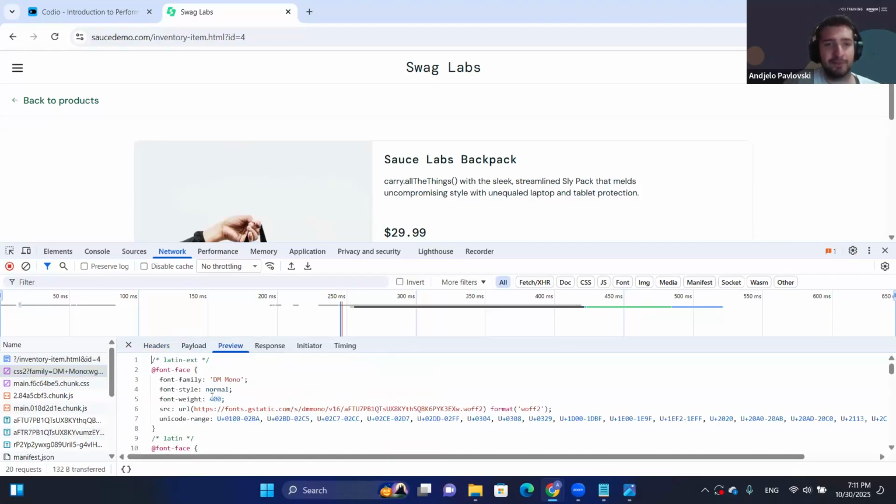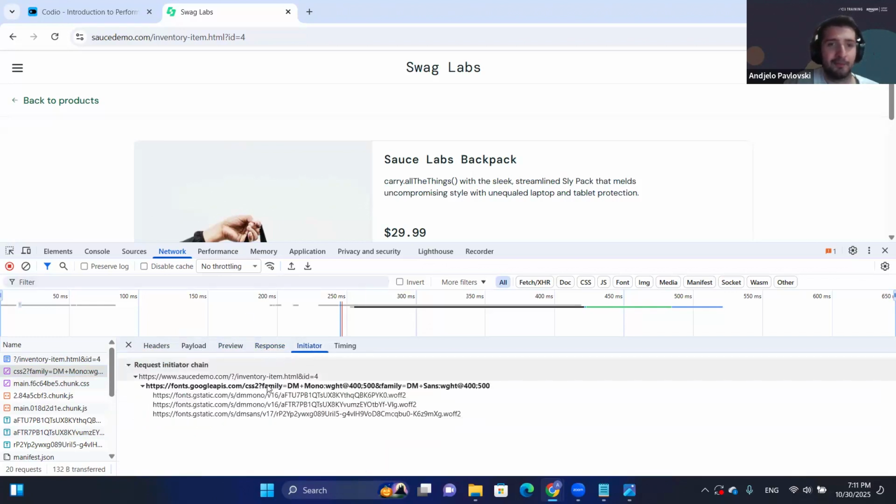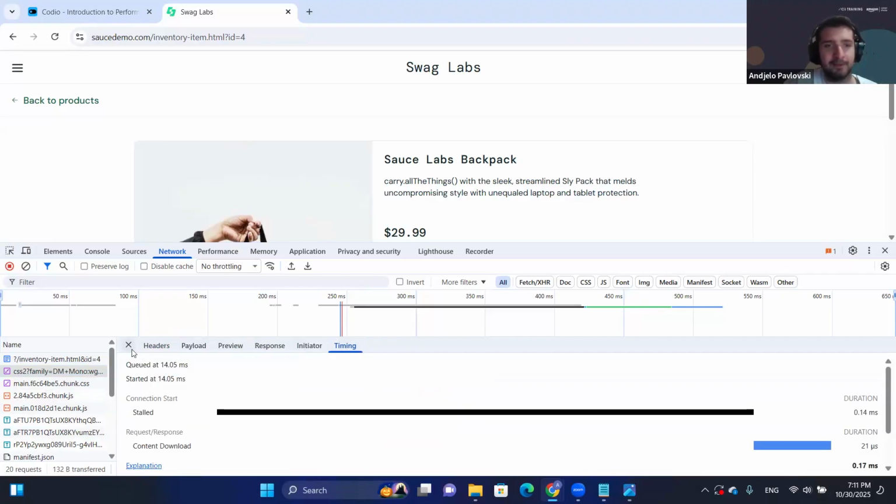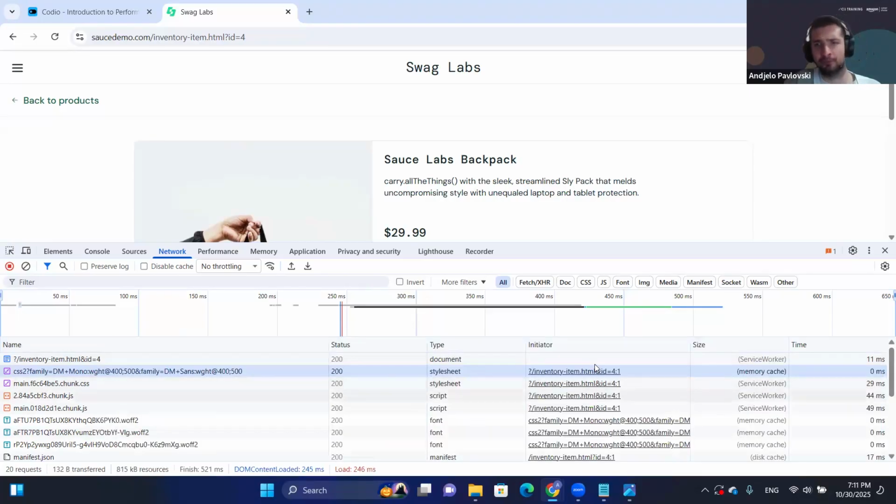You can look at the preview, so you can see this is a style, for example, so you can see what the style contains. And then you can see the response. So what the response is, again, the styles that we get applied, see what is the initiator or either the URL, and you can see some timing information. Again, you don't need to stress too much about this.